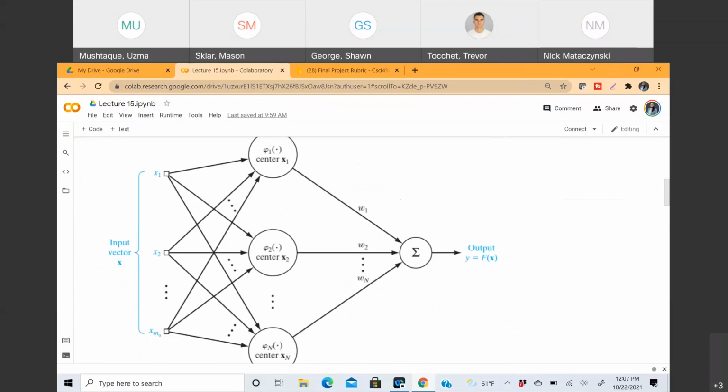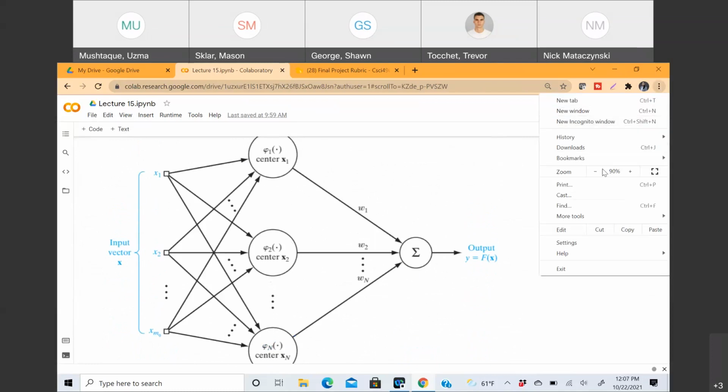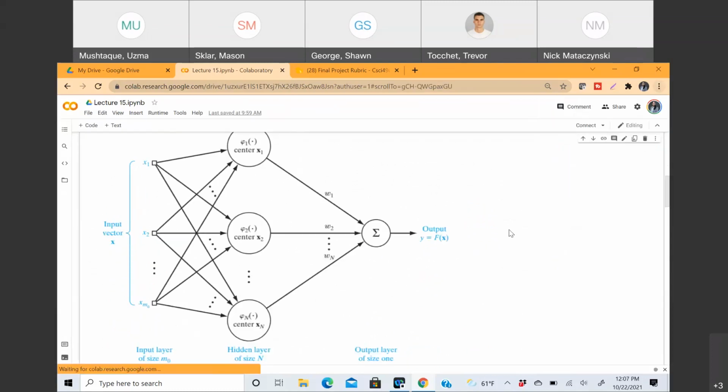And of course, you have the inputs. The x's here are my inputs. Then you have this hidden layer. This is my input, which is my training data, and these are my centers. So this is my hidden layer, and then this is my output.